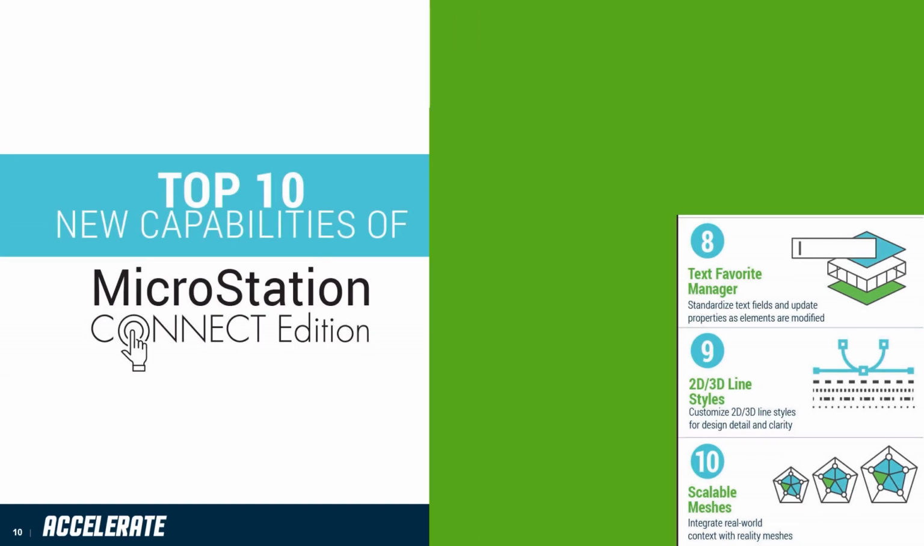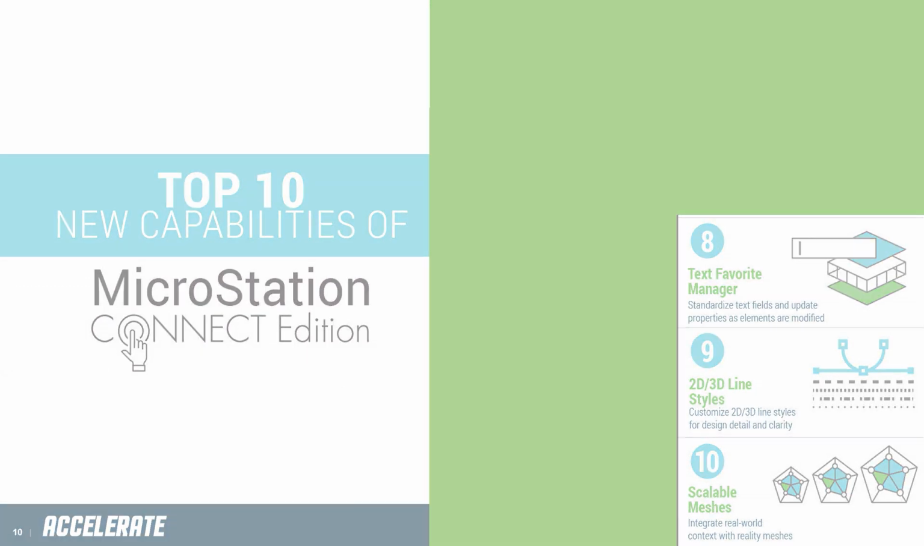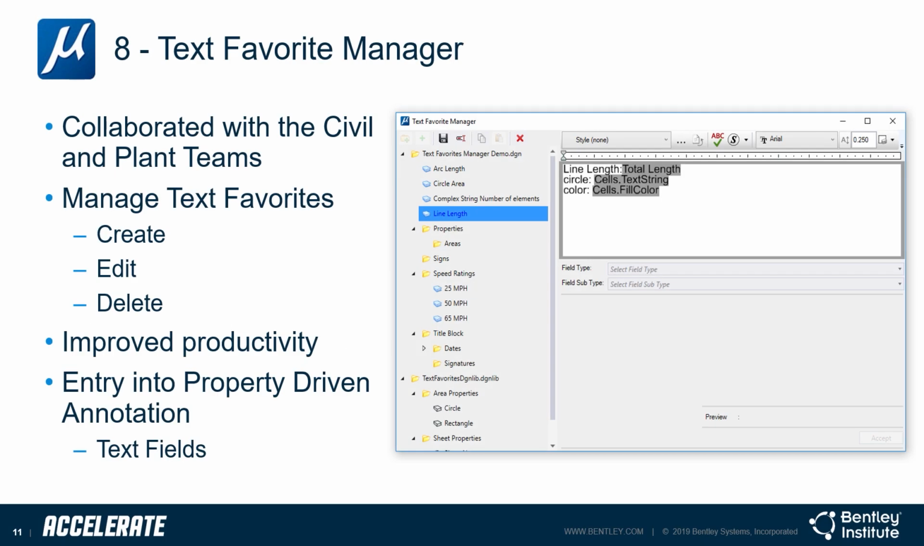Moving on to number 8, Text Favorite Manager. A sheet just isn't complete until text has been added. A lot of project time is spent setting, labeling, and detailing a sheet, only to place labels and text over and over again as the geometry is refined. This tool lets you reach into properties like element, model, or file properties, also sheet and index folder properties, and then place that data as property-driven annotative text into a drawing.